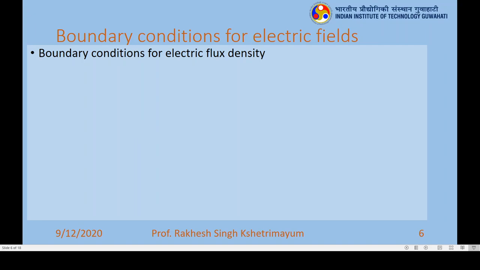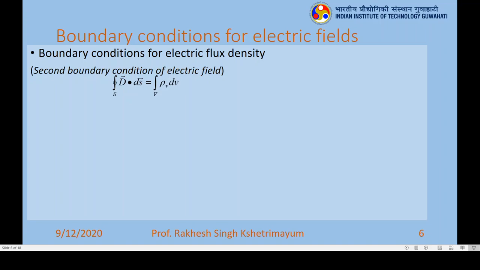Let us consider a boundary condition for the electric flux density. So for the electric flux density, we'll use Gauss's law for the electric field. What was that? D dot dS over a closed surface should be equal to the integral of rho_v dV. Volume is the volume enclosed by this closed surface. So let us apply that.